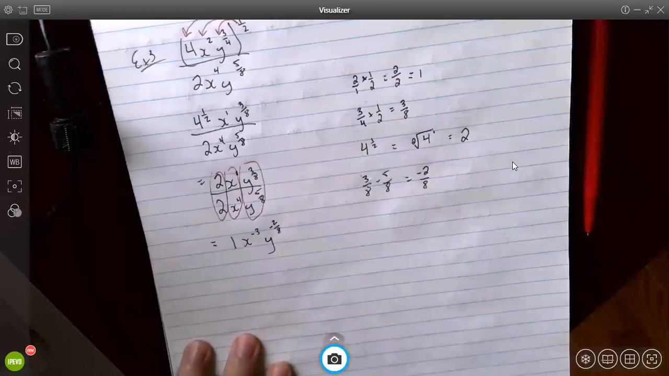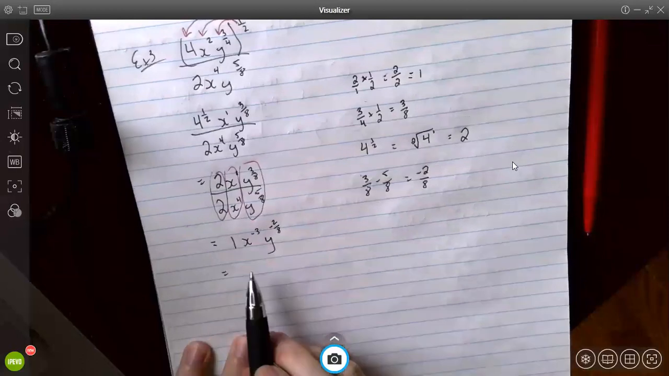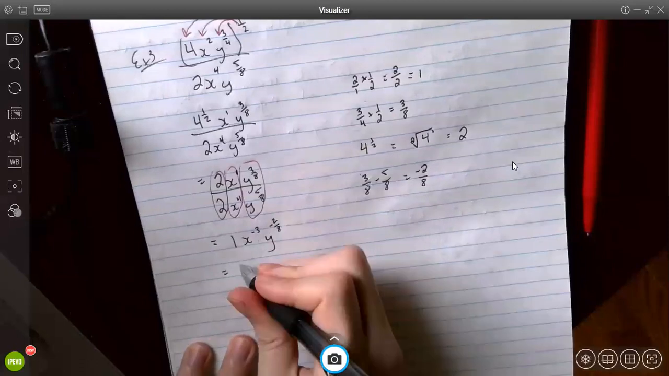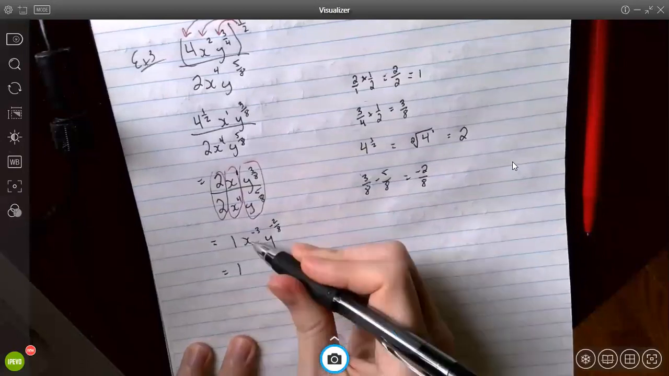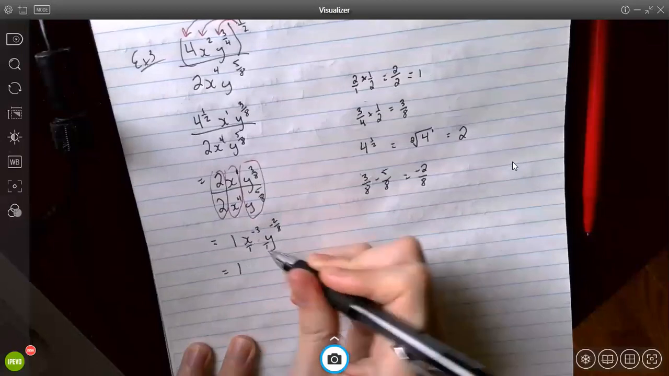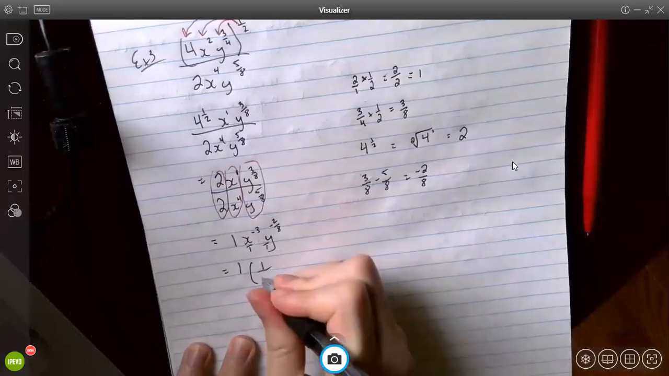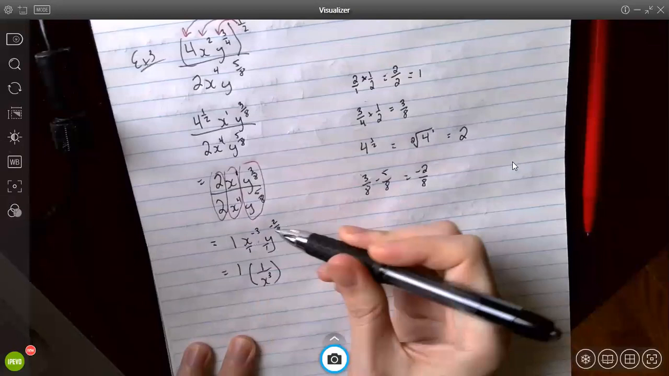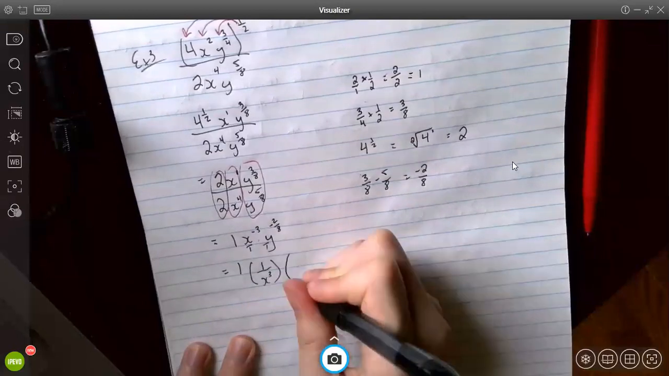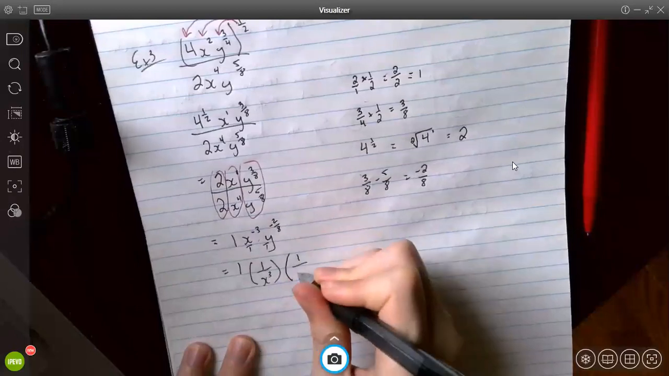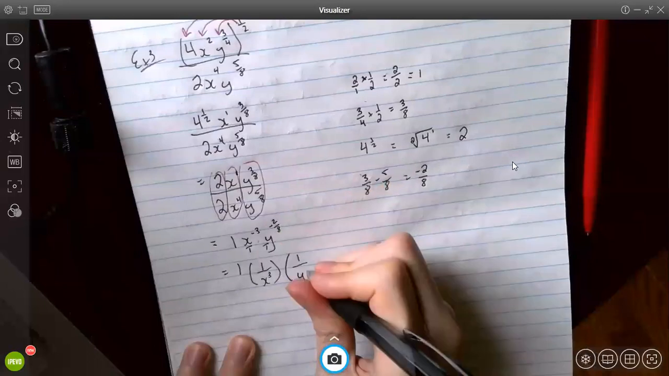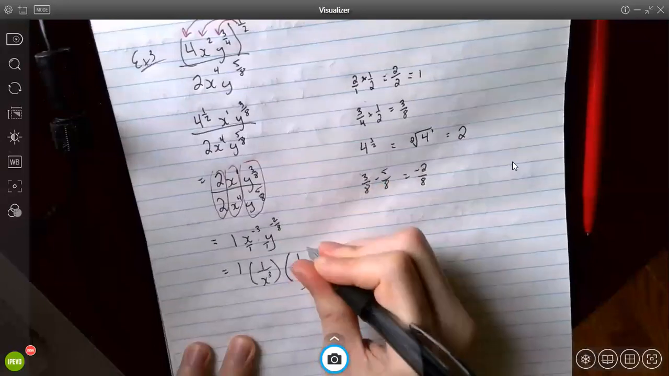Then, of course, I need to get rid of my negative exponents. So my 1 is going to stay where it is, but my x is going to get flipped upside down. So it becomes 1 over x. That turns the exponent of -3 into a 3. My y also gets flipped upside down. It becomes 1 over y, and my -2/8 becomes +2/8.